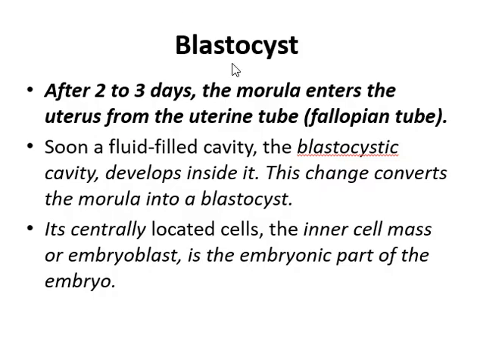So the blastocyst is formed when a fluid cavity develops inside the morula. This change converts the morula into a blastocyst. Its centrally located cells, the inner cell mass or embryoblast, is the embryonic part of the embryo.